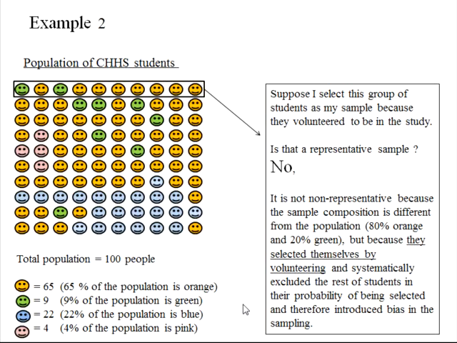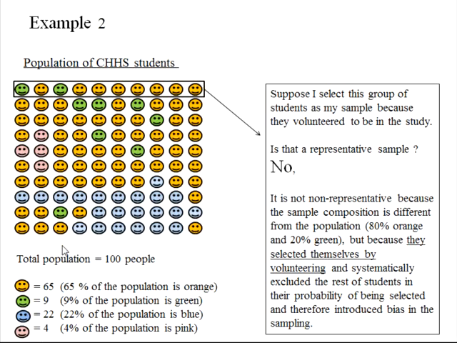Now, let's suppose in order to select those 10, a sample of 10 CHHS students, I put some flyers on the wall and ask students to volunteer for a study. And 10 students show up and they are my sample. Now, is that a representative sample? And the answer is no. It has nothing to do with the composition of the sample, that it's different than the actual population composition. It is non-representative because they selected themselves.